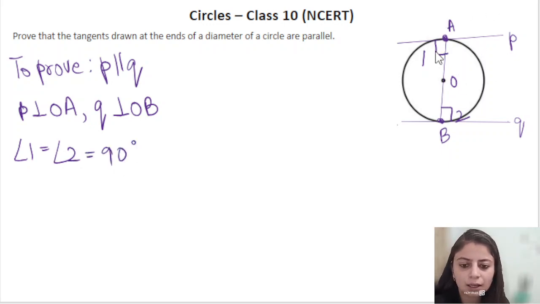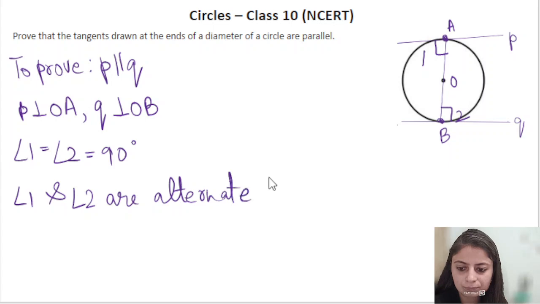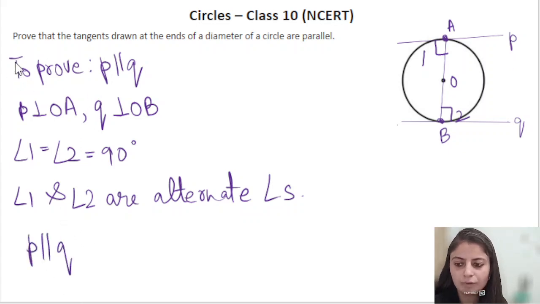Notice that angle 1 and angle 2 form a pair of alternate angles and both are equal to 90 degrees. Angle 1 and angle 2 are alternate angles. So this means lines P and Q are parallel. So we have proved that the tangents drawn at the ends of a diameter of a circle are parallel.